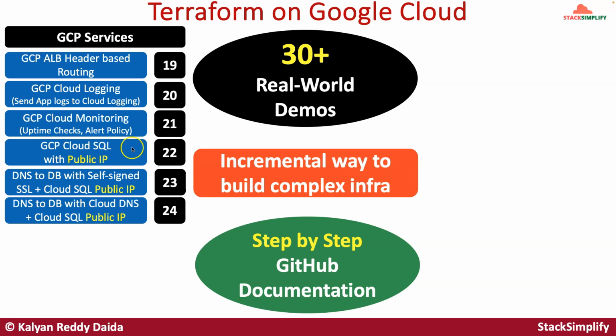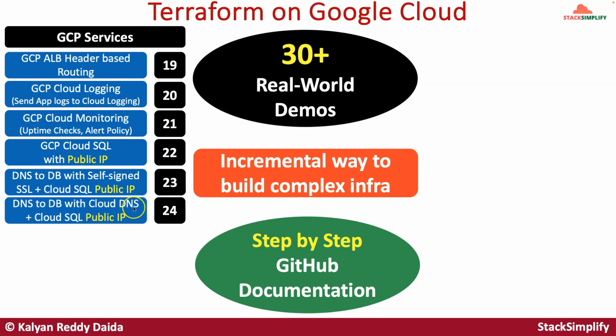We'll start with creating a Cloud SQL MySQL database with public IP, and we will implement 2 demos using that Cloud SQL database. One is with DNS to DB with self-signed SSL with Cloud SQL public IP, and another one is DNS to DB with Cloud DNS plus Cloud SQL public IP. So here the difference is with self-signed, you are using the self-signed SSL. With Cloud DNS, you are using the production grade SSL.